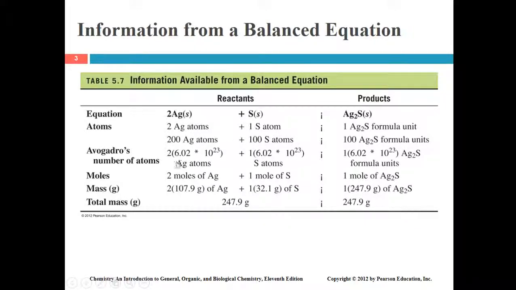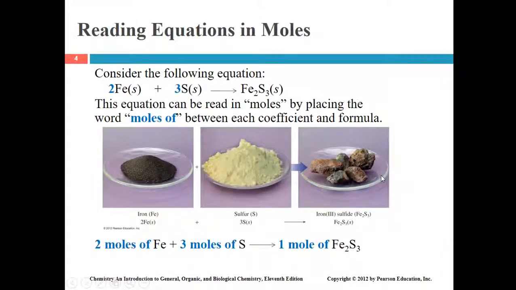We could apply this to Avogadro's number of atoms. And since a mole is a number of atoms, this also applies, and here's the key, to 2 moles of silver and to 1 mole of sulfur. So it is a 2 to 1 ratio. And over here, the coefficient in front of this, which there is none, is understood to be 1, so it is also 1 mole of our silver sulfide.